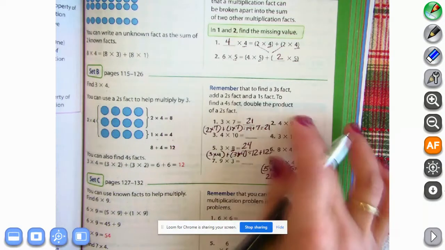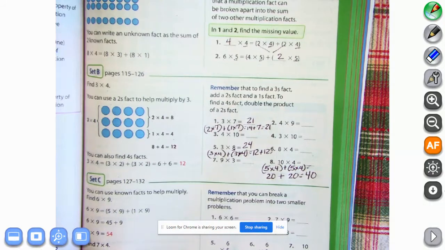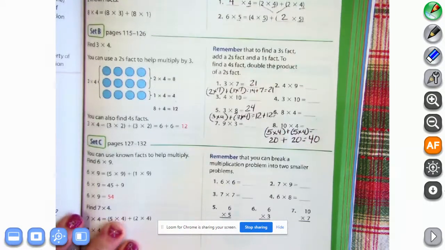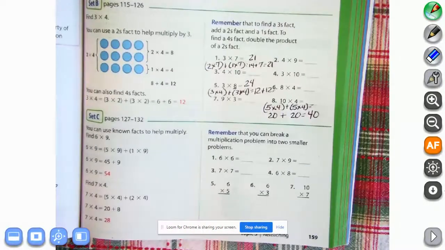Okay, if you want to practice with the others, you can. I'm not going to cover those right now, though. I'm just going to do a few of them with you. So if you need to copy those down, go ahead and push pause.